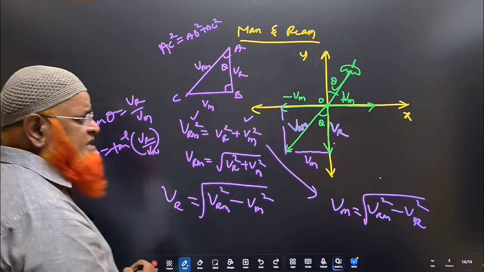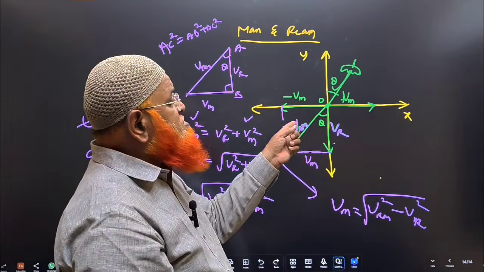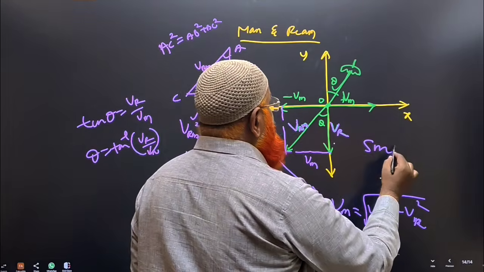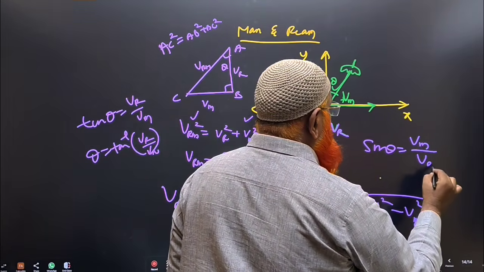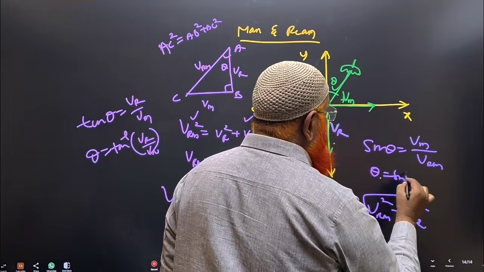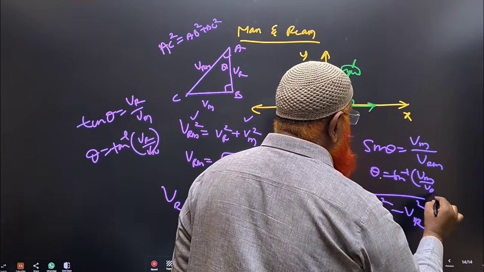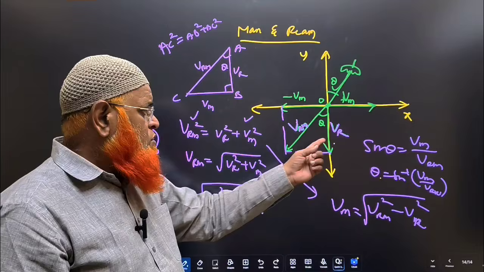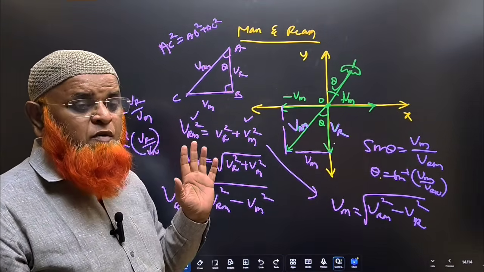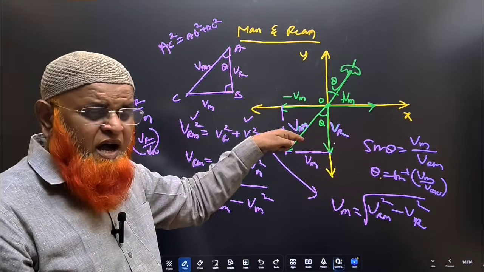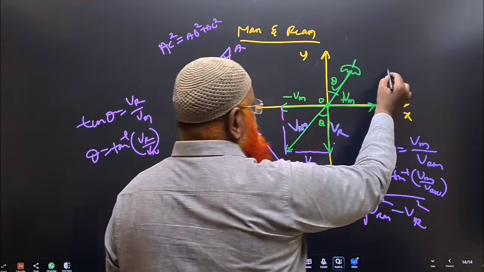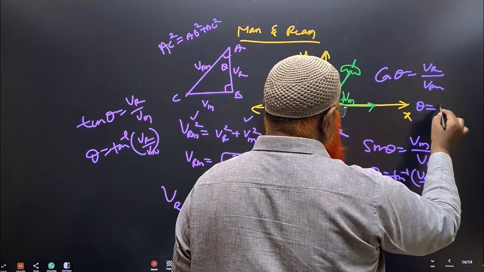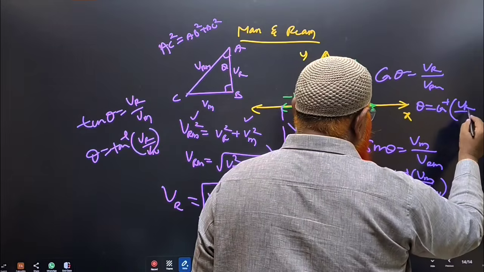You can apply this. For example, if you know the velocity of man and the velocity of rain with respect to man, you know the opposite side and the hypotenuse, then sin theta is equal to Vm by Vrm. So theta is equal to sin inverse of Vm by Vrm, isn't it? And if you know the velocity of rain and the velocity of rain with respect to man, you know the adjacent side and the hypotenuse, so you apply cos theta. Cos theta is equal to Vr by Vrm. Theta is equal to cos inverse of Vr by Vrm.